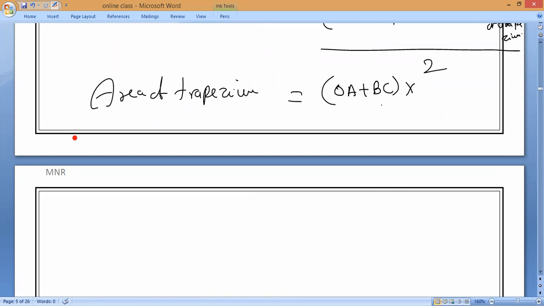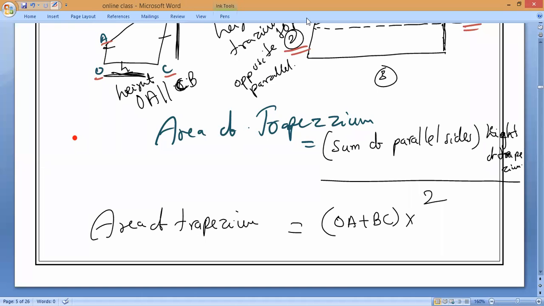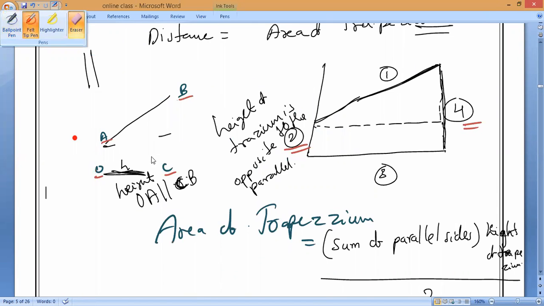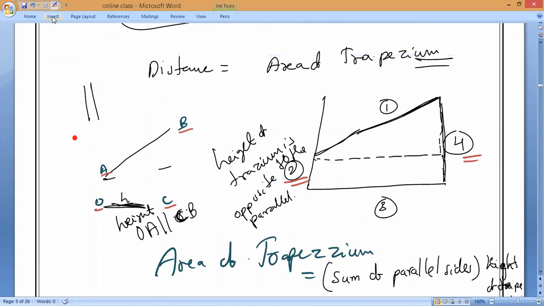BC into what is the height of the trapezium? Vartini, Arun Kailash, what is the height of the trapezium? As I said, CB, CD, OC, sir. Reddy, the height of the trapezium is always opposite to the parallel sides. Who is opposite to the parallel side here? OC. So that is what? You forgot it, Reddy. Don't forget, Reddy.